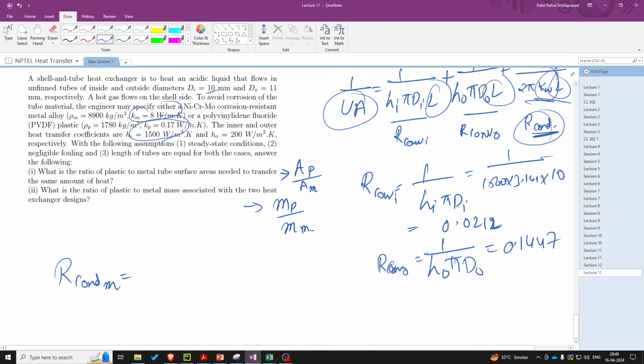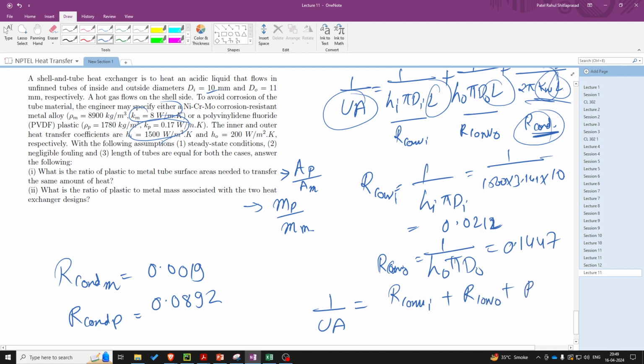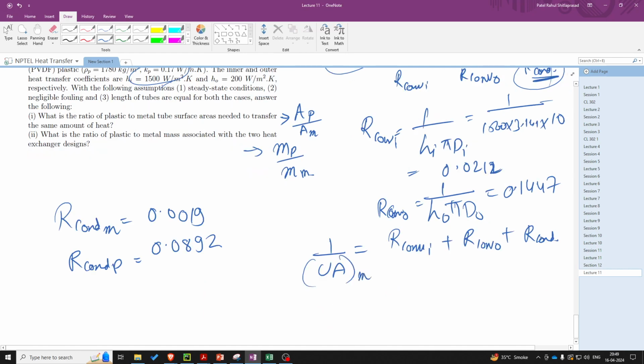If you put those values, the conduction resistance for metal will come around 0.0019, and for plastic it will come around 0.0892. So basically what we can write is 1 upon UA is nothing but the convection resistance inside plus the convection resistance outside plus the conduction resistance. If this is for metal, then this will be all for metal.